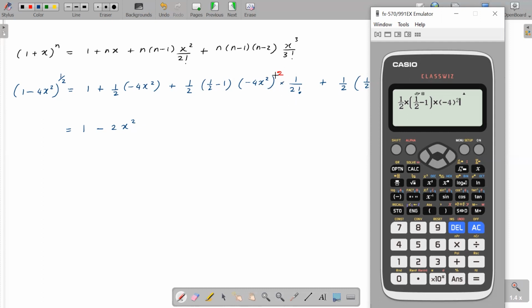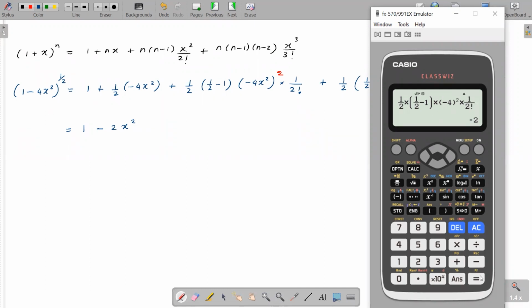When you square it, x squared becomes x to the power 4. So be cautious of that. And I'm not done with it yet. I can't type the x part in the calculator, so that should be there in your head. Minus 4 to the power 2, I type it in the calculator. And who else is there? Into 1 over 2 factorial.